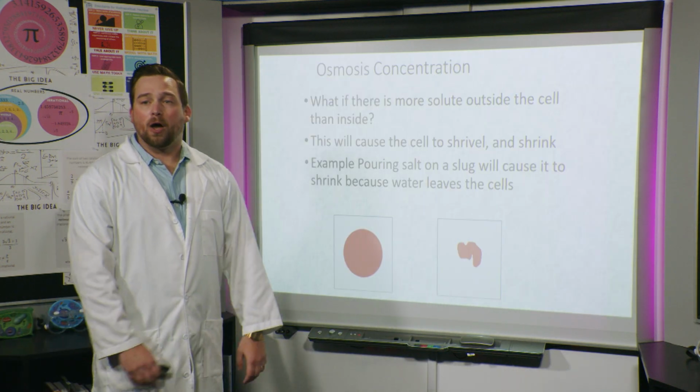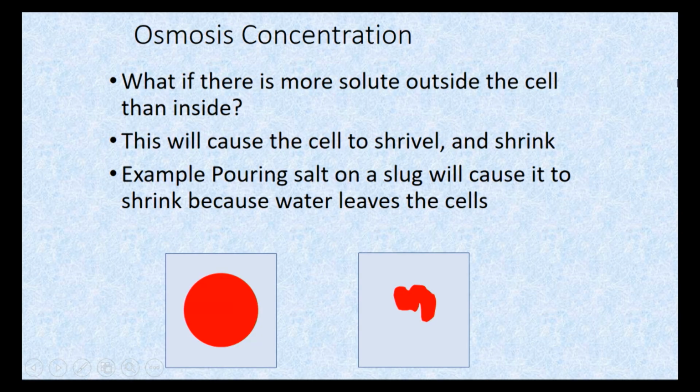Great. Okay, so I wanted to talk about this in reference to our bodies and our cells, okay? And again, this is dealing with osmosis and what's happening to the water. So I have a question. What if there is more solute outside of the cell than inside? Well, remember that water always moves towards high solute. So what would happen here is that if there's more solute outside, the water is going to leave the cell. If water is leaving the cell, that's going to cause the cell to shrivel and to shrink.